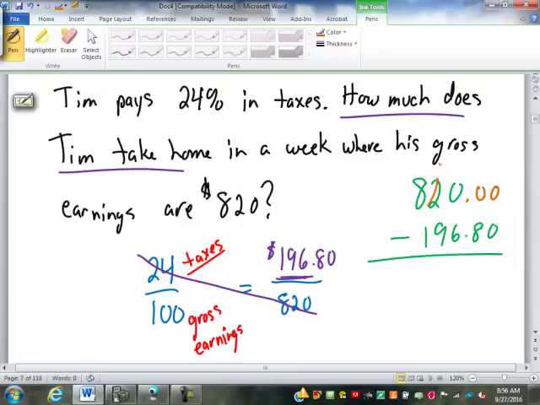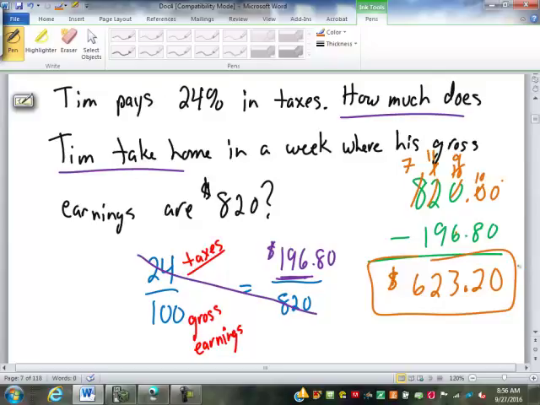So I'm going to borrow from the 2. This will be a 1, 10, borrow again, 9, 10. Oh, I don't need to borrow again, sorry. Let's leave this as a 10. So 0 minus 0 is 0. 10 minus 8 is 2. Bring down the decimal point. 9 minus 6 is 3. Borrow from the 8. That'll be a 7 and 11. 11 minus 9 is 2. 7 minus 1 is 6. So he will take home $623.20.